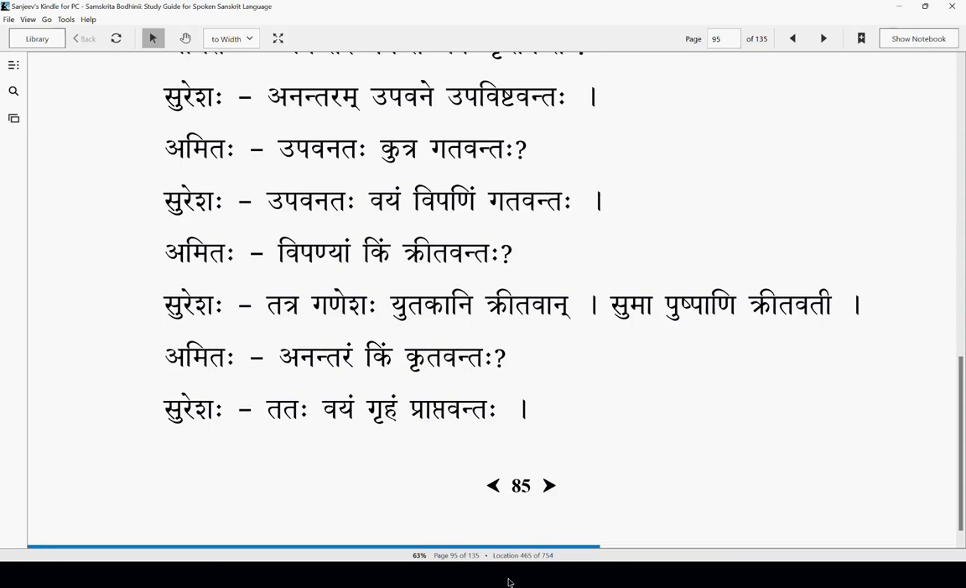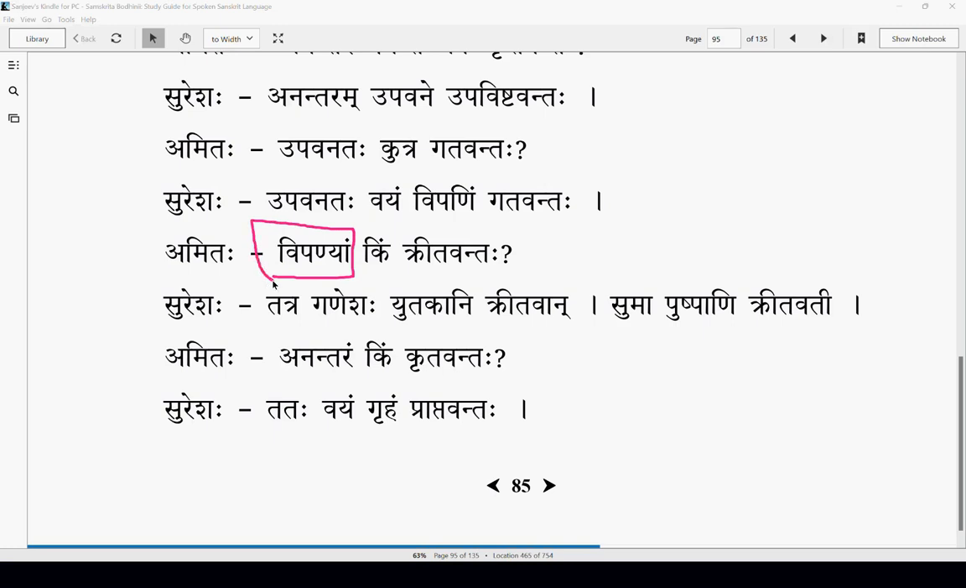Any question on this? Kritavati, Kritavantah is used here. What is Yutakani? Shirt. Anantaram Kritavantah Praptavantah. Is Yutakani always used in plural, like in English? Or is Yutaka also used? I think we also use Yutaka if there is one shirt. So Yutakani means more than one shirt. Yeah, shirts, more than two shirts.